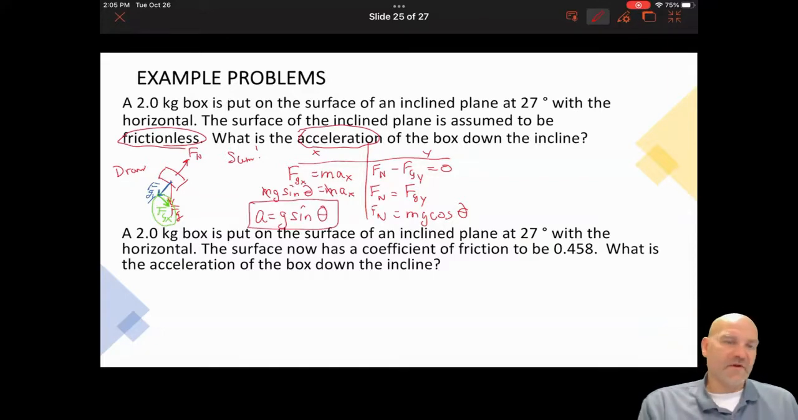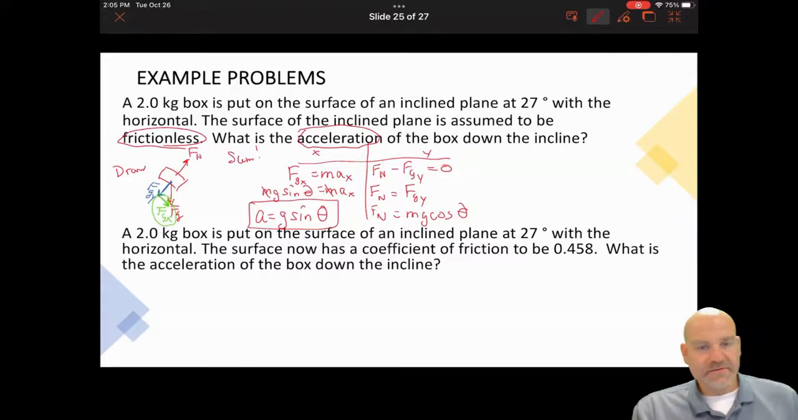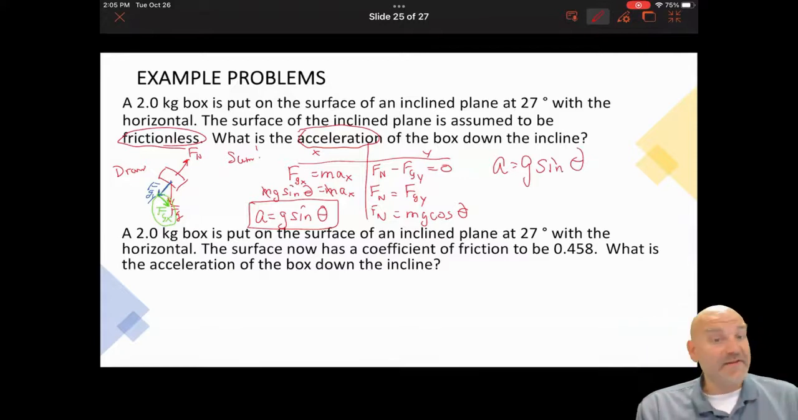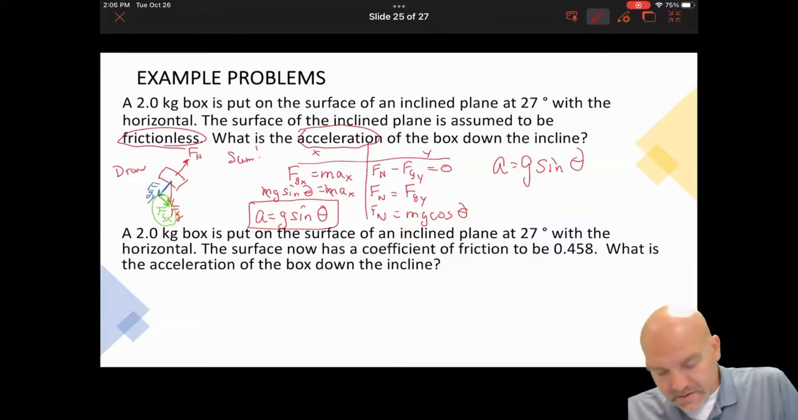Now, you may want to write that down somewhere or highlight it because that's a very important equation because this is the acceleration down an incline absent of friction, okay? So now all I got to do is plug in my number. Notice that it doesn't depend on the mass, right? It doesn't depend on the normal force. The only thing it depends on is g, which is constant, and the angle.